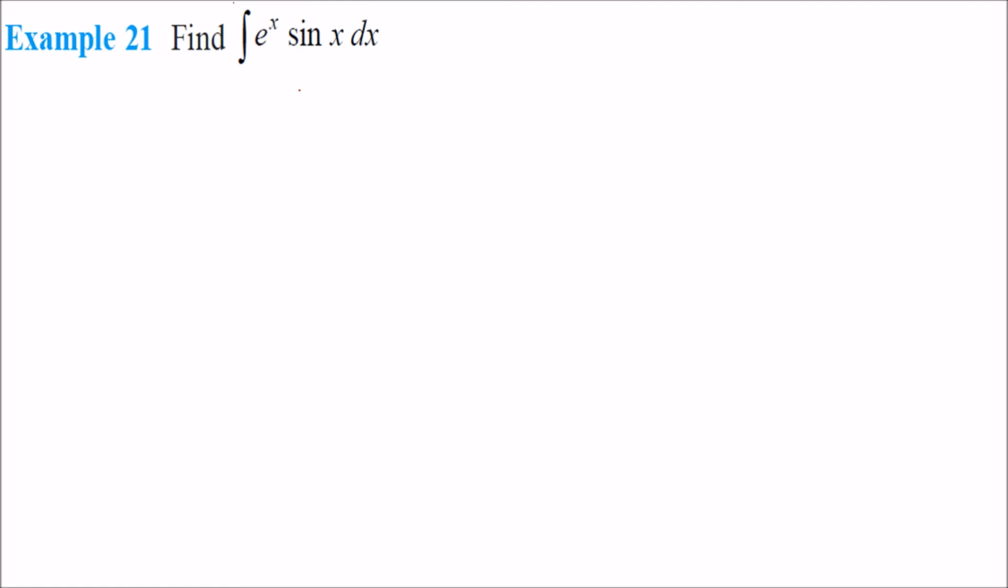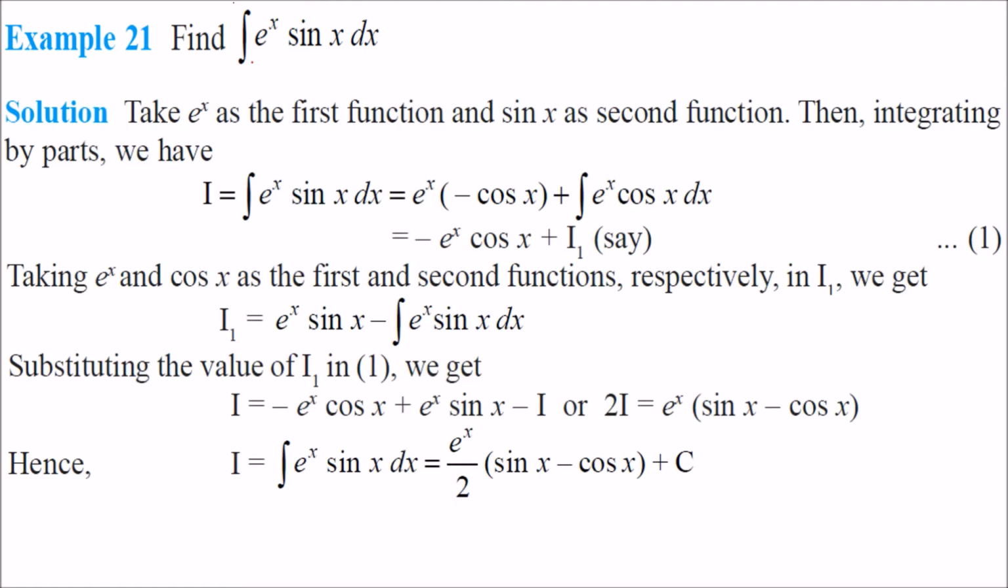Then, the integral of e to the power x sin x dx. Here, because we have an exponent and a sine function, we'll take the exponent as the first function and sin x as the second function. So when we integrate, you see what will happen here. We'll take e^x, the integral of sin x is minus cos x, plus the integral of e to the power x cos x dx, by integration by parts.